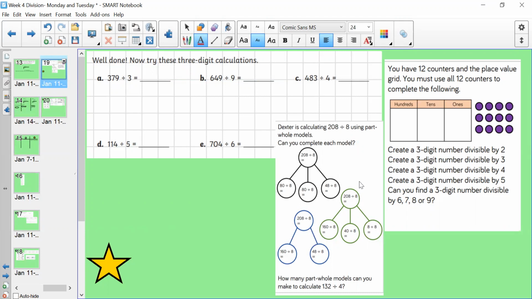We do not expect you to actually draw the bus stop method onto a Word document, but we'd like to see your answers there as well. And you can always send us a picture of your working out too. So I hope that works.